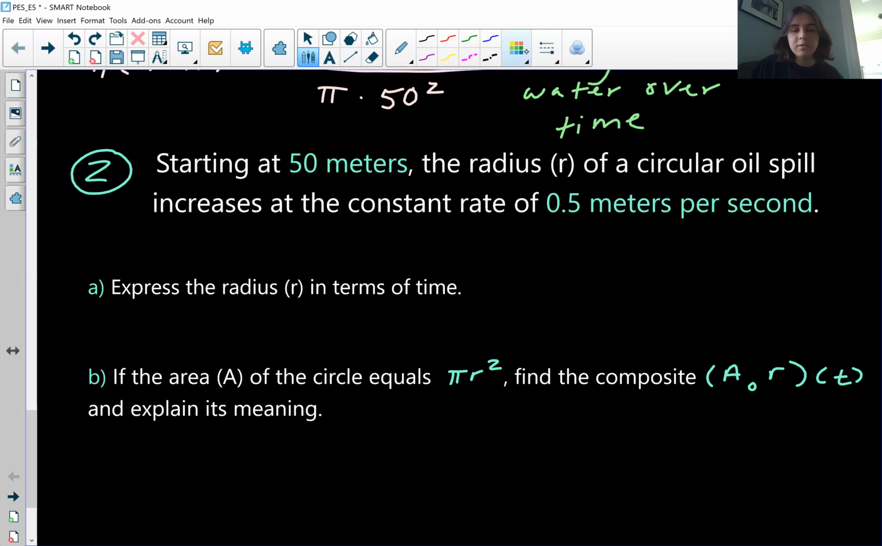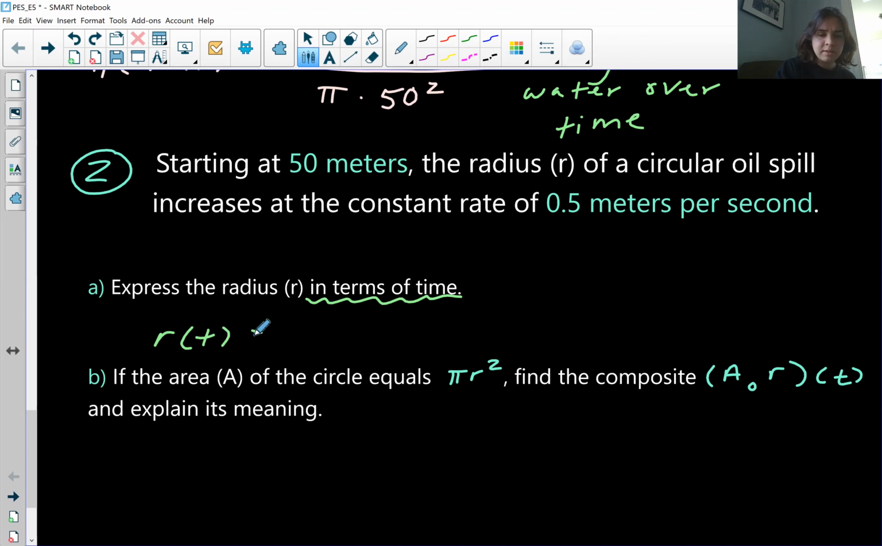Starting at 50 meters, the radius r of a circular oil spill increases at the constant rate of 0.5 meters per second. The first part here is asking to express the radius r in terms of time. And remember, we talked about "in terms of blank" just means the blank is going to be our input, our independent variable, our x value, any of the above. So we're writing an r of t equation.